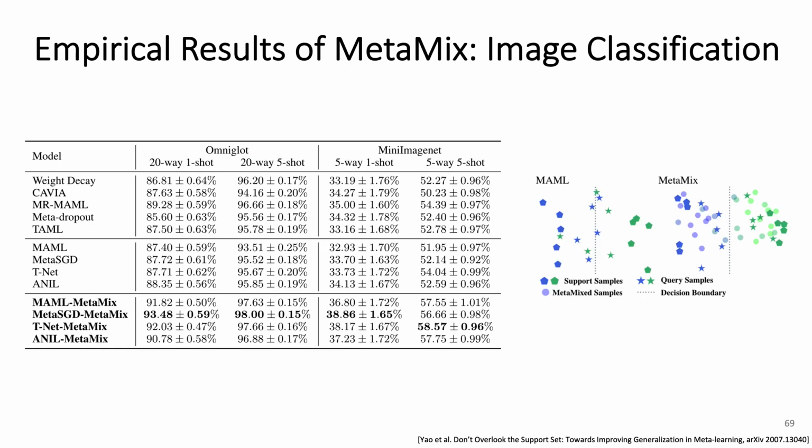Another empirical result is shown in image classification. Both Omniglot and miniImageNet have been used. Here we show different ways to overcome meta-overfitting and overfitting in the inner loop. We also apply MetaMix on different black-box meta-learning algorithms: MEMO, MetaSGD, TNet, and ANIL. Despite the different algorithms, we still achieve better performance. Also, in the right figure, compared with MEMO, which only covers some support and query samples, MetaMix can find a compact representation between the support and query, and also achieve a better decision boundary.